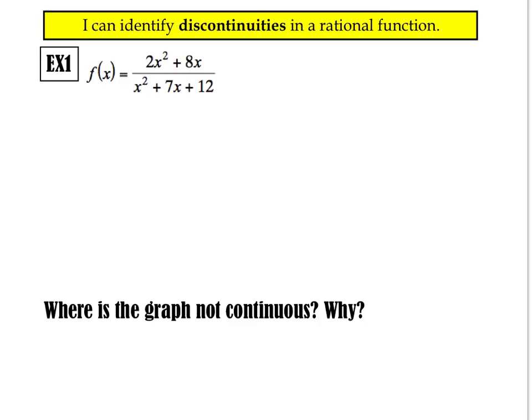All right, so right now I want you to go back to the very beginning of this module, and I want you to simplify this fraction, 2x squared plus 8x over x squared plus 7x plus 12, and I want you to identify the discontinuity. So where are there values of x that can't exist? So where is the graph not continuous, essentially, and why? So go ahead and pause the video and simplify this function.